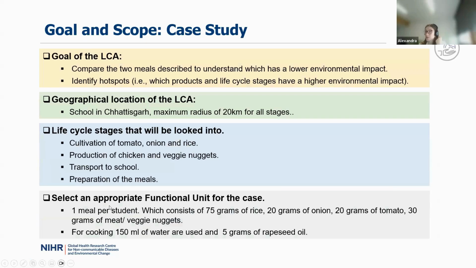So here's all of that written down for your future reference, so you can then try to do it by yourselves. Also, other things that we need to consider besides the ingredients I've already named is water for cooking, which in this case will be 150 milliliters, and we'll also include 5 grams of rapeseed oil just for cooking. In reality, there would probably be spices, salt, and so on, but for simplicity, we'll keep it to these ingredients for now.